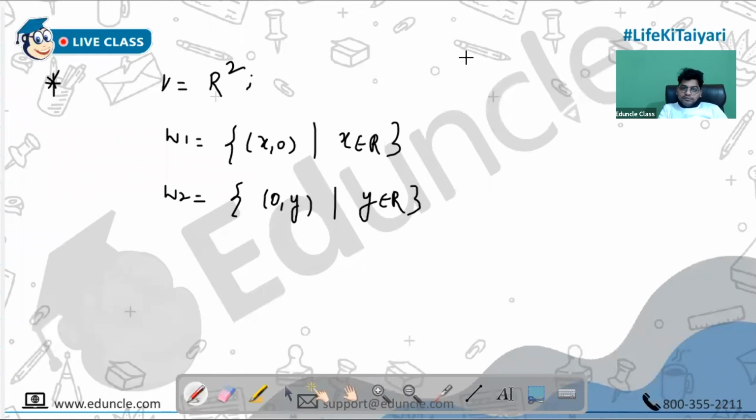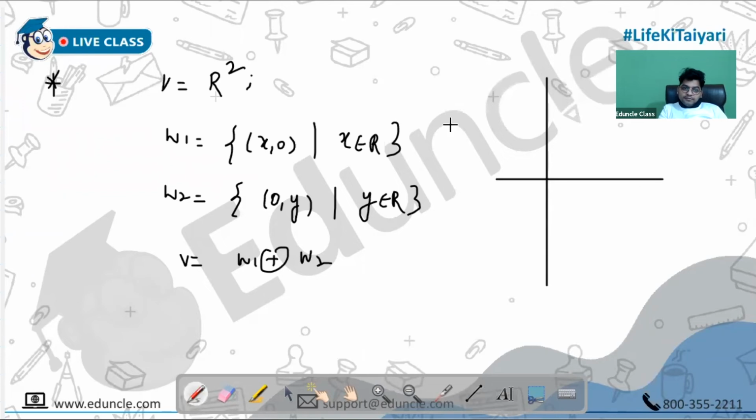So V is equal to W1 direct sum W2. Why? Because we have these two axes, x axis and y axis. What is the intersection? Only 0. But any element can be written as this plus this, right? Any element of R square can be written as this. So you can write down these things. Is it clear?